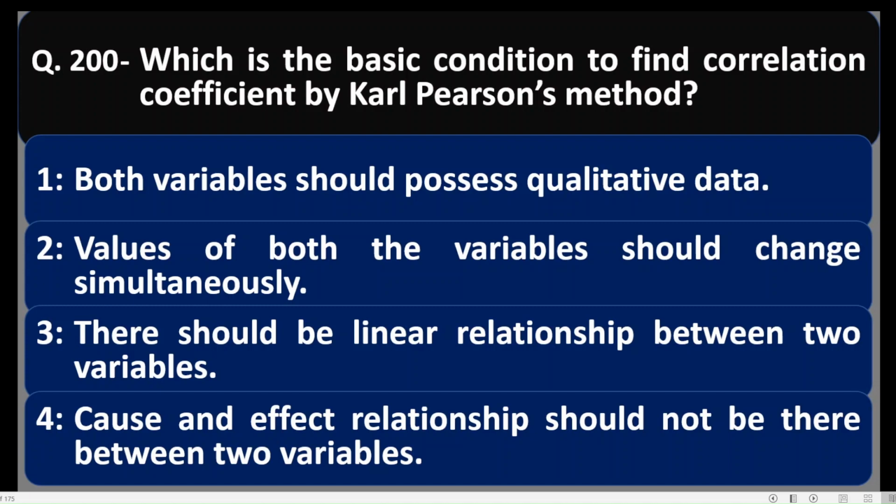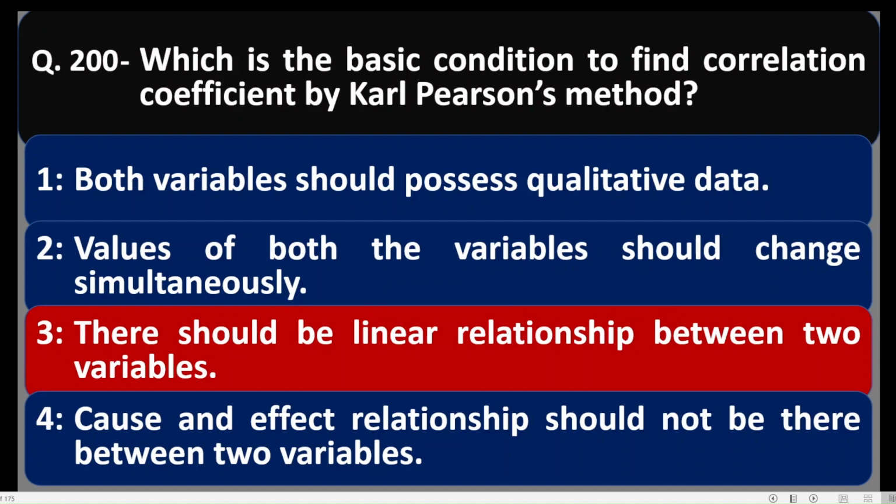And two, values of both the variables should change simultaneously. It is necessary, but the most important condition for the correlation coefficient found by Karl Pearson's method is that there should be a linear relationship between the two variables. If a linear relationship is not there, then the correlation coefficient cannot be found by Karl Pearson's method. Friends, so option number 3 is correct.